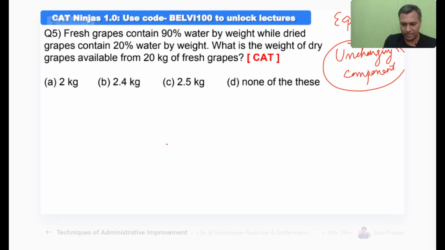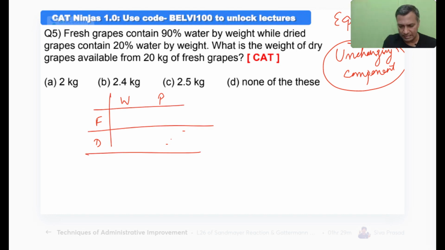Fair enough. Let me come to this fresh versus dry. Listen to me, all of you. Fresh versus dry: what are the two components? One, there is a water component. The second, there is a pulp component. Each one of them has two components, a water component and a pulp component. What changes is water. What does not change is the pulp. Be it the raisin or the fresh grape, the pulp component does not change here.